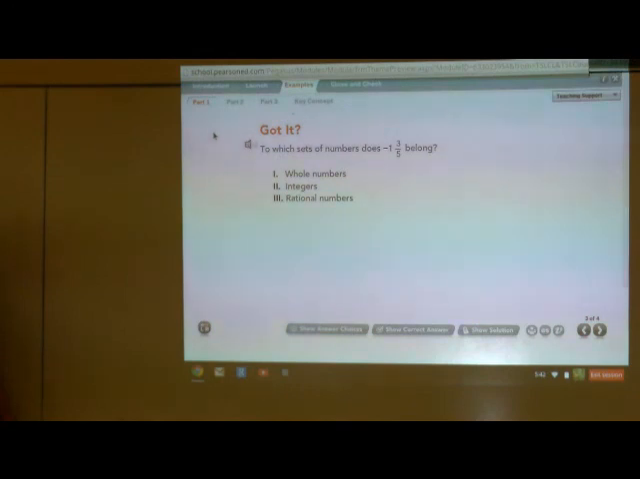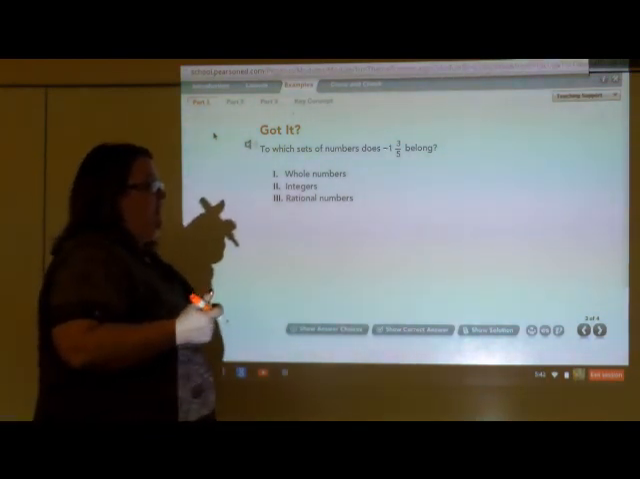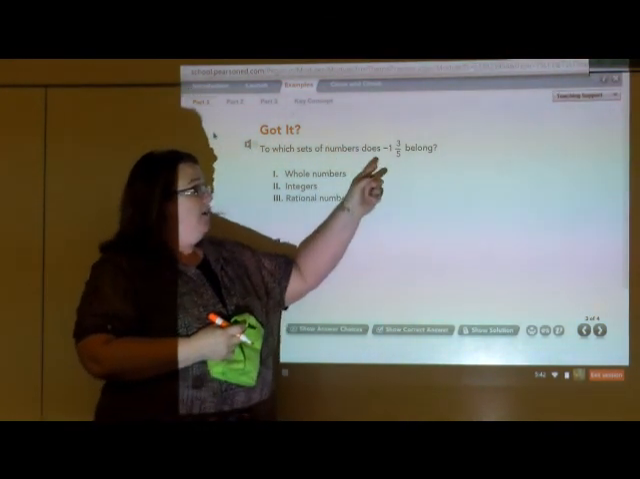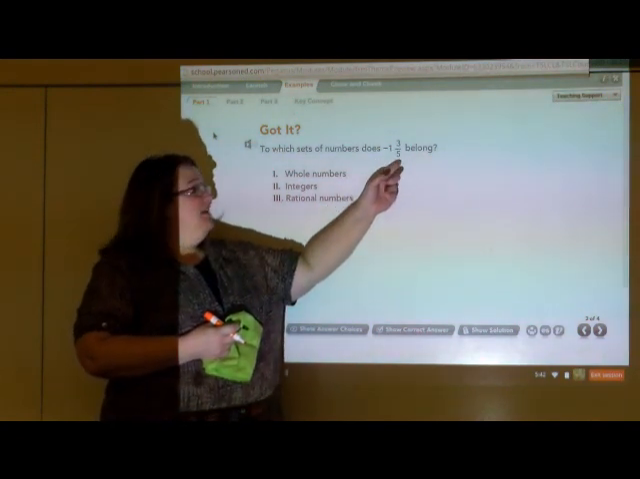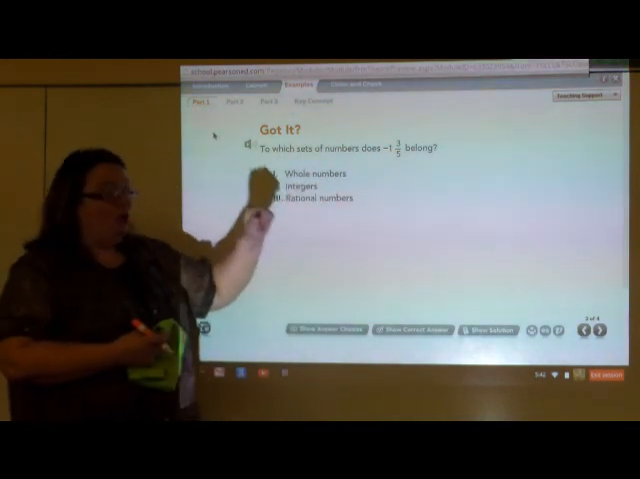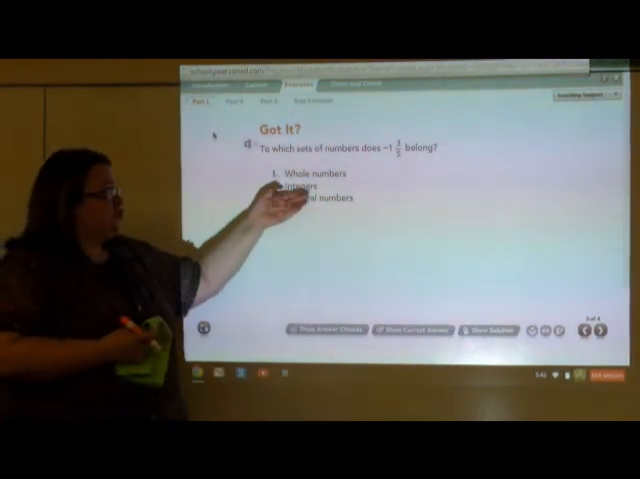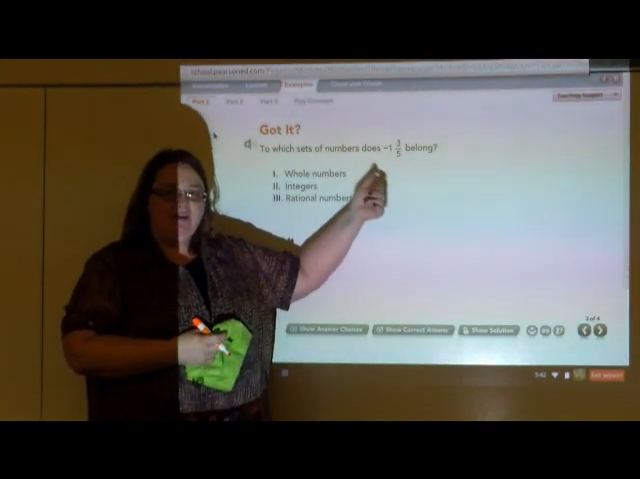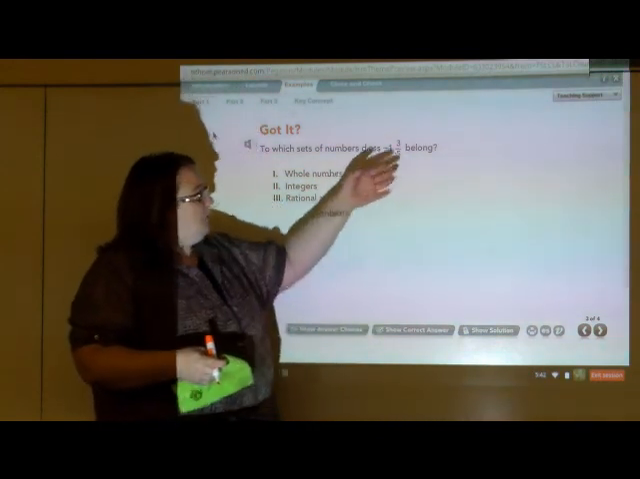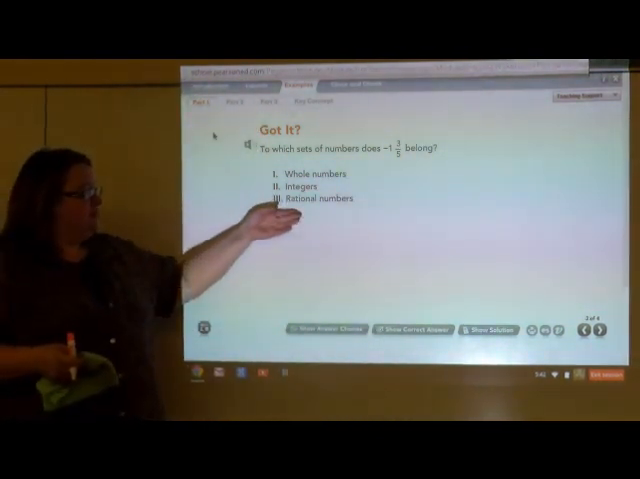To which sets of numbers does -1 and 3/5 belong? Whole numbers, integers, or rational numbers? Well, let's see. Is it a whole number? That's correct. It is not, for two reasons. One, it's a negative. And second, 3/5, immediately we know that it's not a whole number. Is it an integer? Well, it is negative, but is it the opposite of a whole number? No. So the only one that it would fit in is rational numbers.